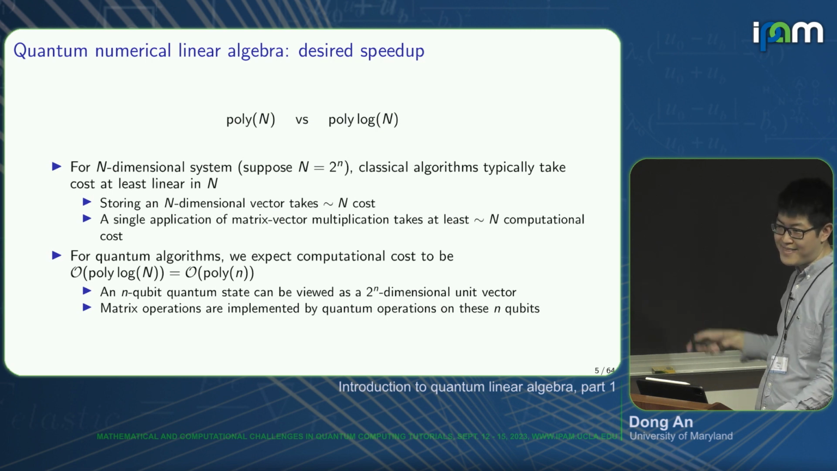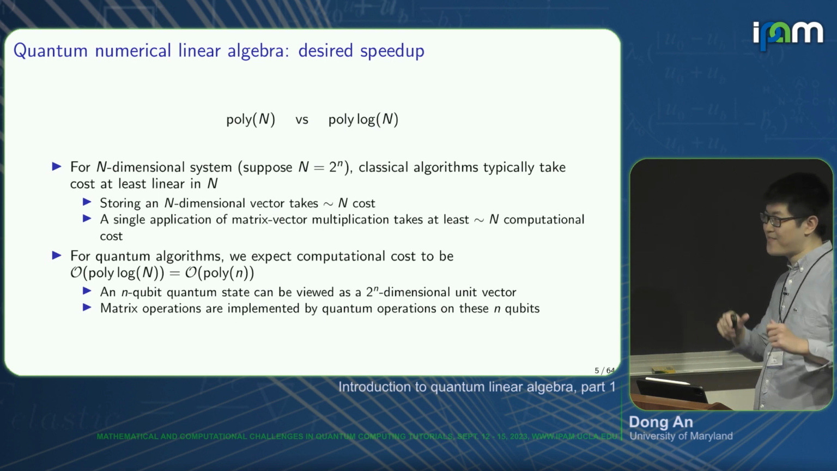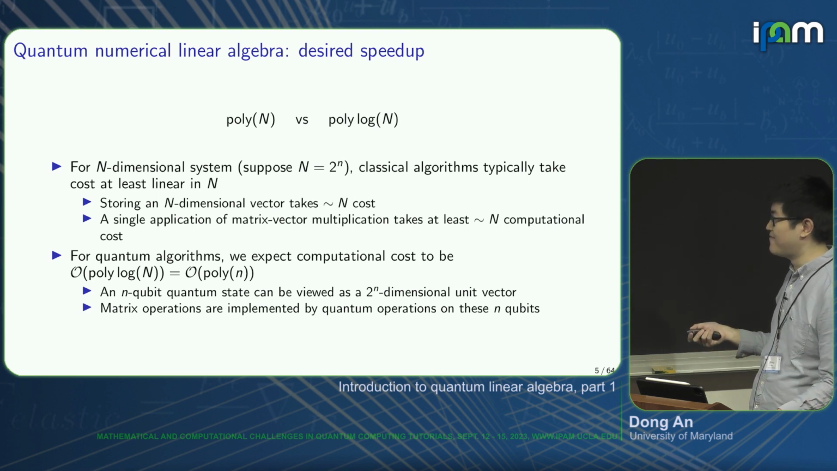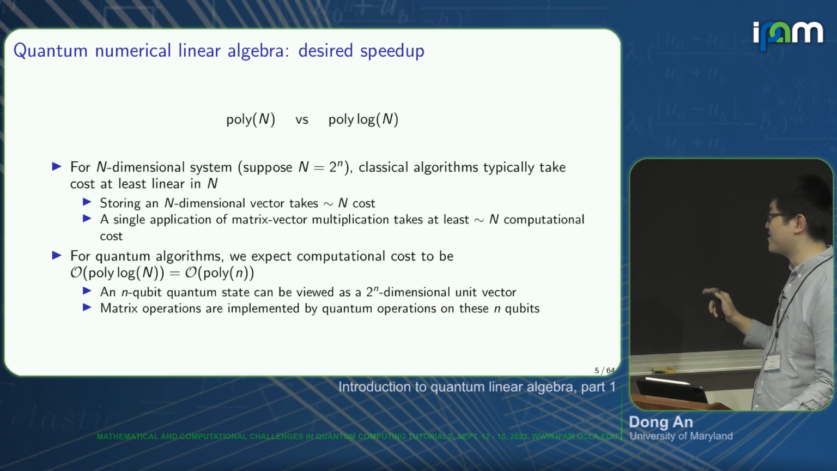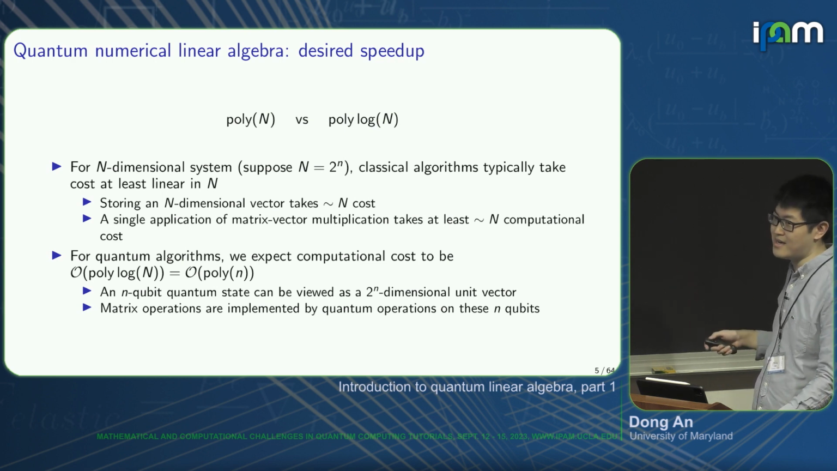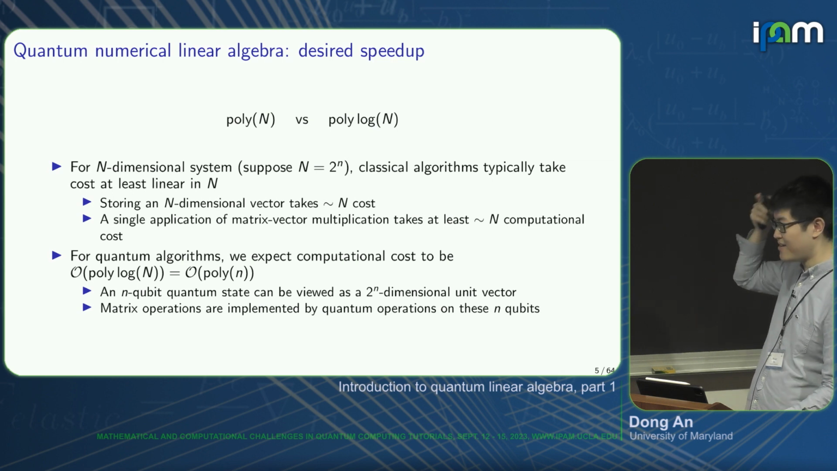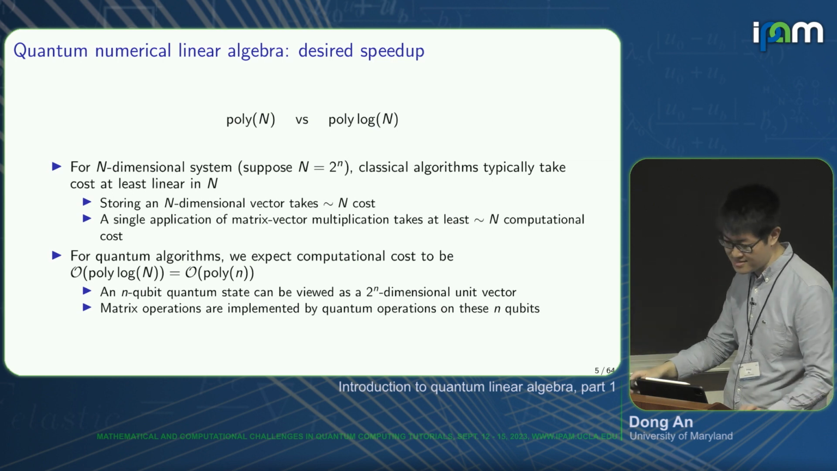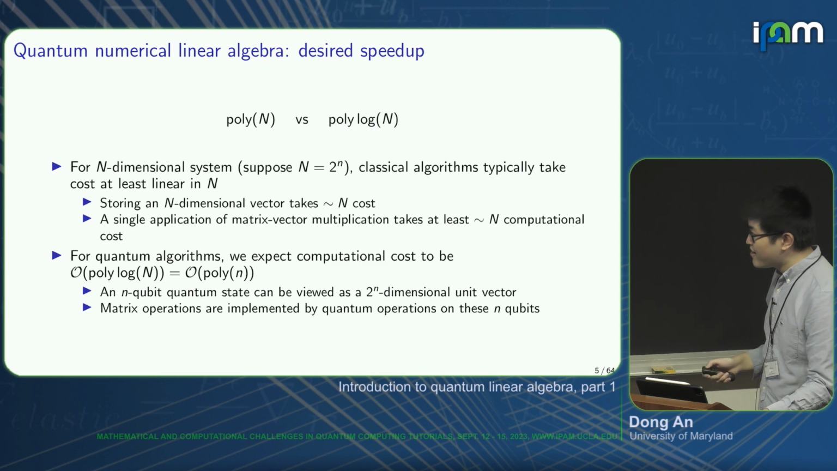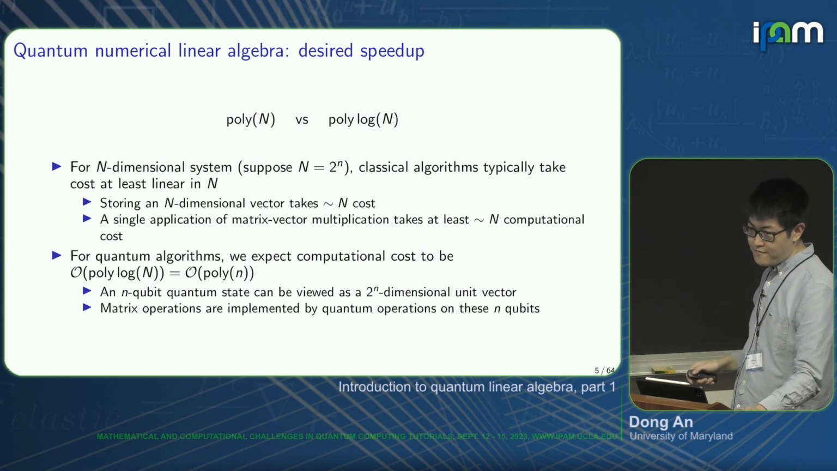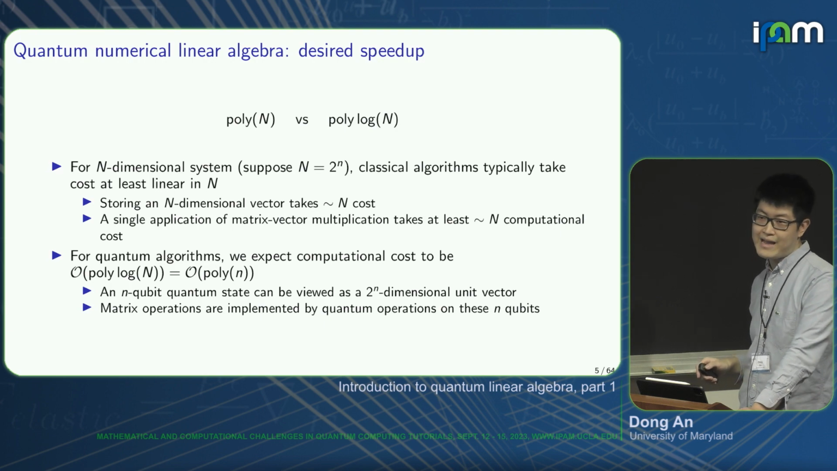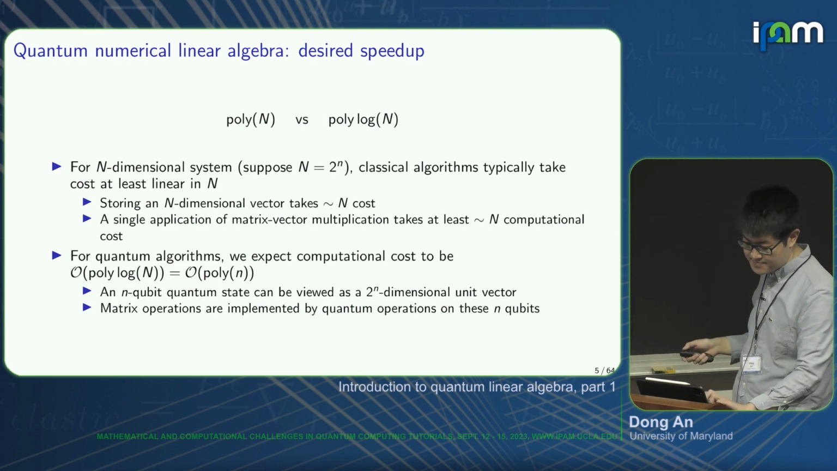But at the very beginning, at least when I first learned quantum information, I just viewed it as: okay, we can get this kind of general exponential speedup in terms of the dimension. So that is a good way of starting to think of these things. But for quantum numerical linear algebra, we actually have some restrictions.